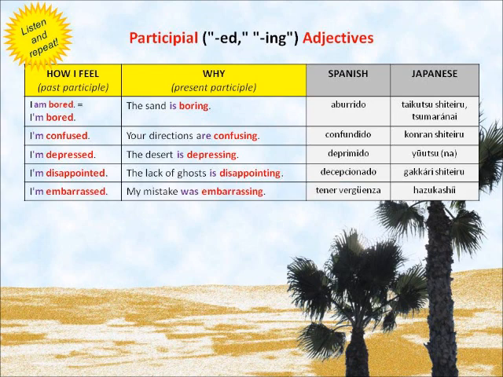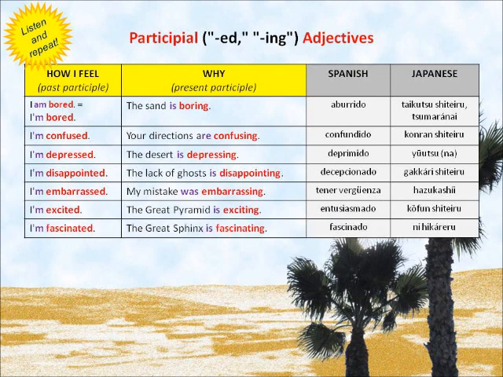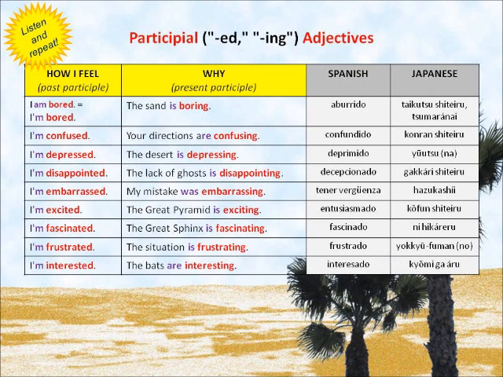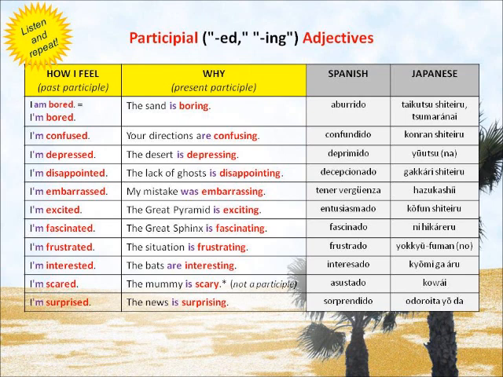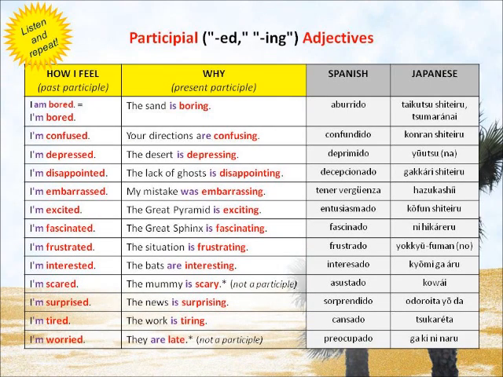I'm embarrassed. My mistake was embarrassing. I'm excited. The Great Pyramid is exciting. I'm fascinated. The Great Sphinx is fascinating. I'm frustrated. The situation is frustrating. I'm interested. The bats are interesting. I'm scared. The mummy is scary. I'm surprised. The news is surprising. I'm tired. The work is tiring. I'm worried. They are late.